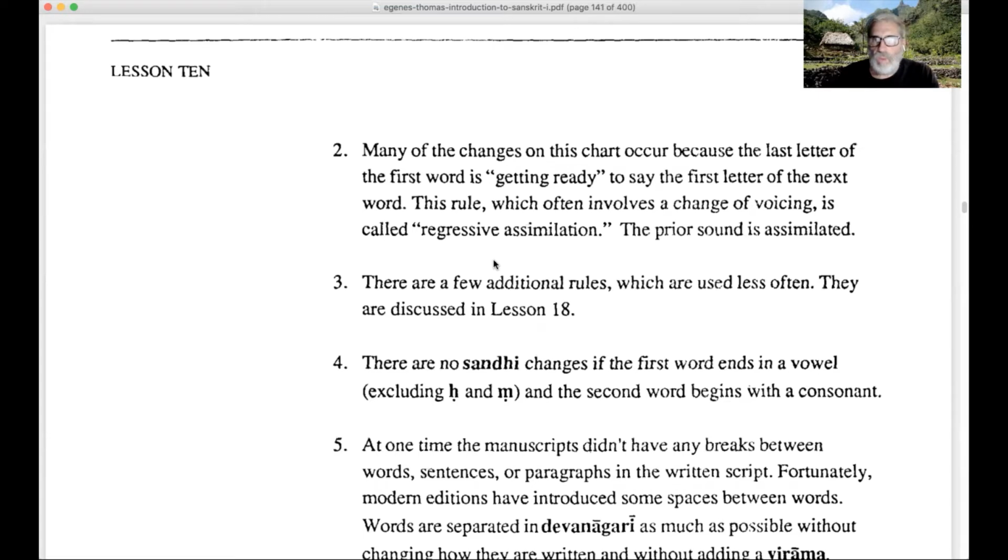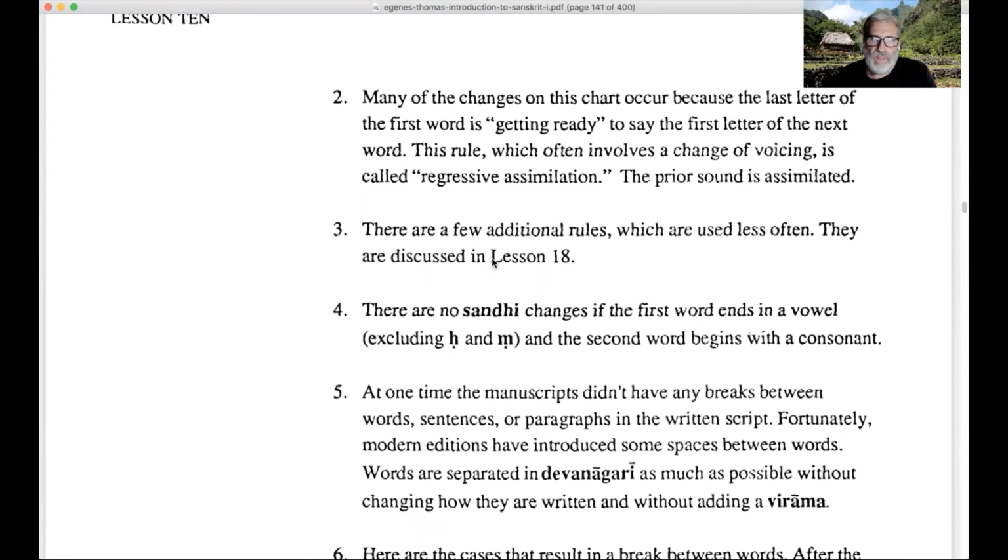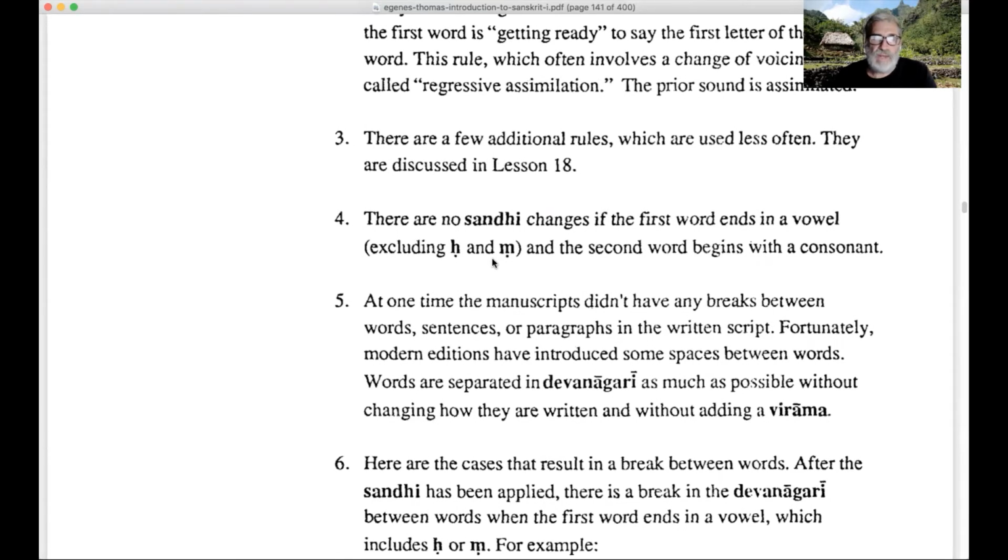This rule, which often involves a change of voicing, is called regressive assimilation. And you don't have to remember that. A prior sound is assimilated into the next sound. So whatever place in the mouth the previous sound at the end of the first word is at changes to be assimilated into the place where the next word is starting, the first letter of the next word.